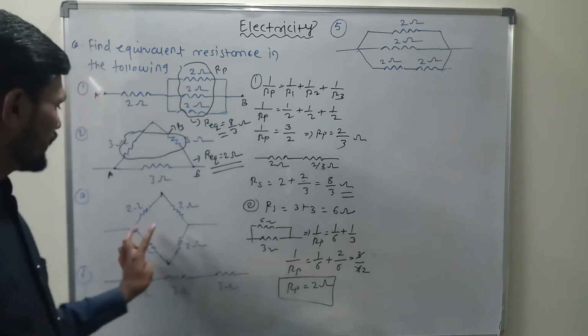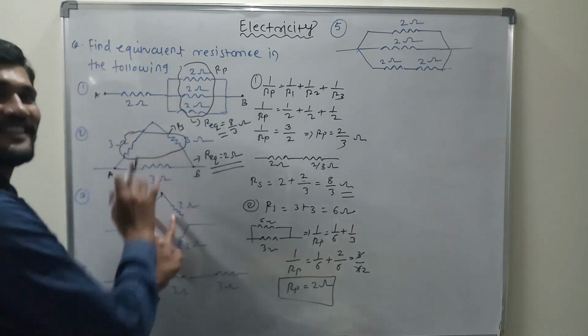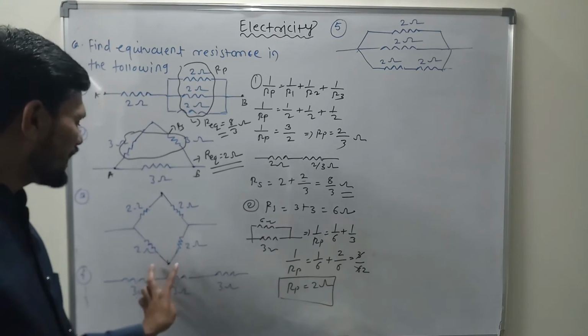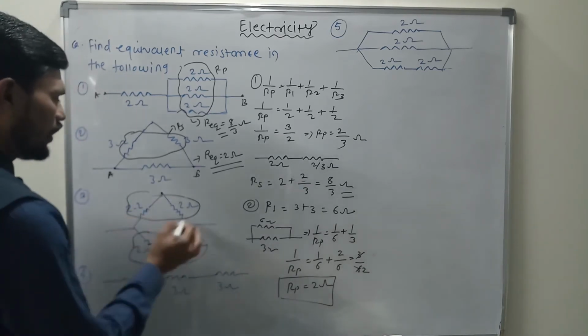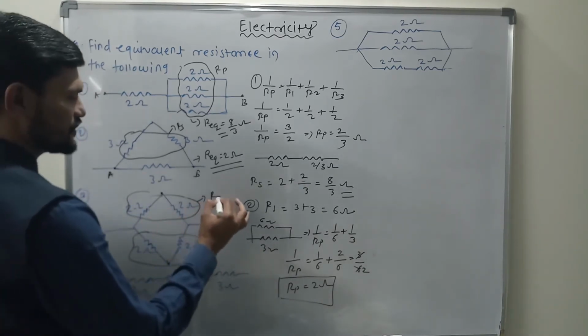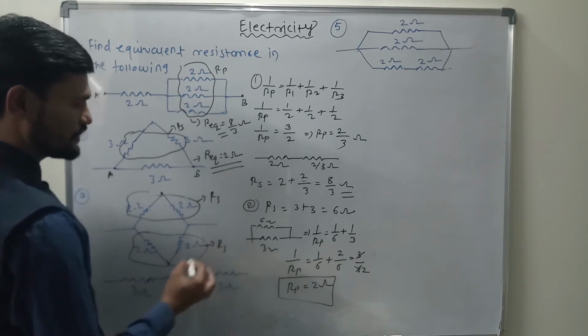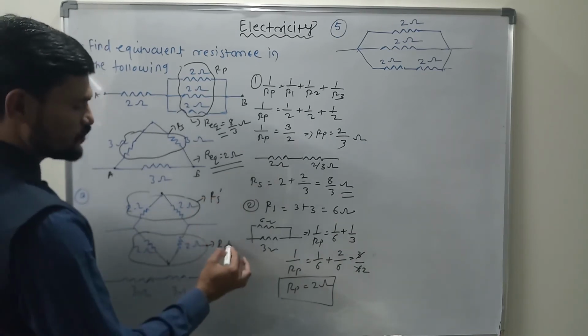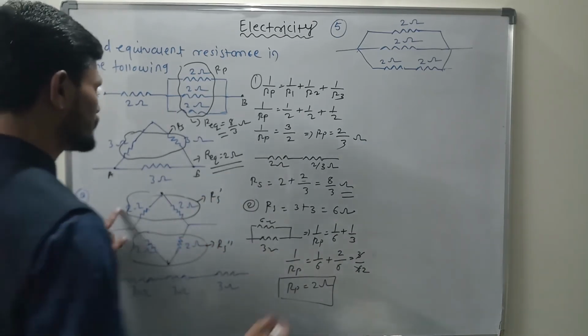Now what will be formed? How are these two connected? In parallel or series? How are they connected? They are connected in series. These are also connected in what? Series. So this is RS dash and this is RS double dash. Let us do this.